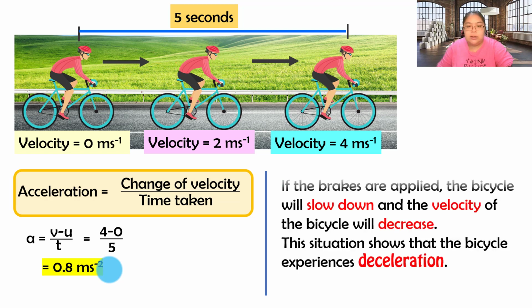Okay, so from here, if the brakes are applied, they apply the brake. Now the bicycle will slow down, and the velocity of the bicycle will decrease. Agree, is it? When it reaches 4, after that I brake it, and when I brake, you find that it slows down, and velocity will keep decreasing. So in this situation, the bicycle slows down. Slowing down, the word we call it is deceleration. When you pick up speed, we call it acceleration. When you slow down the speed, we call it deceleration.